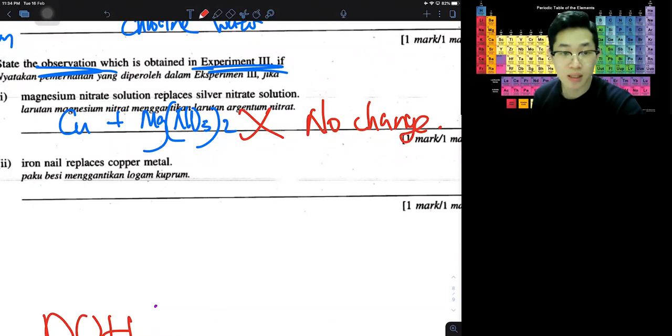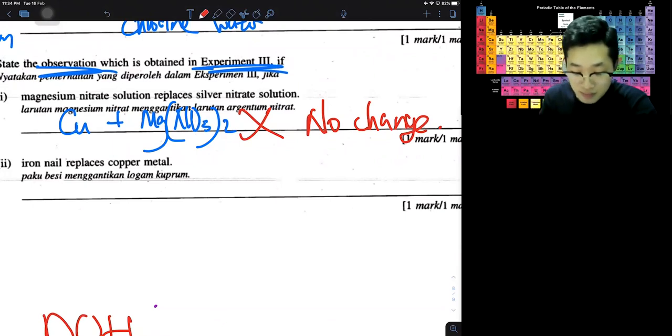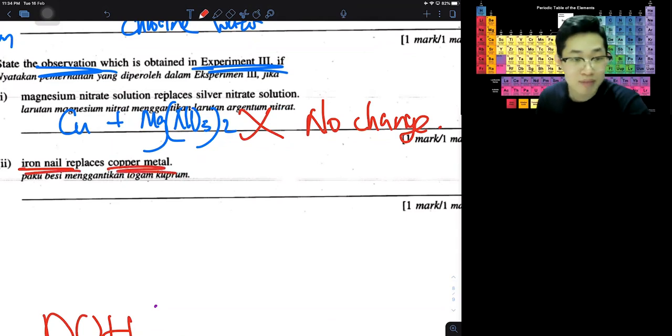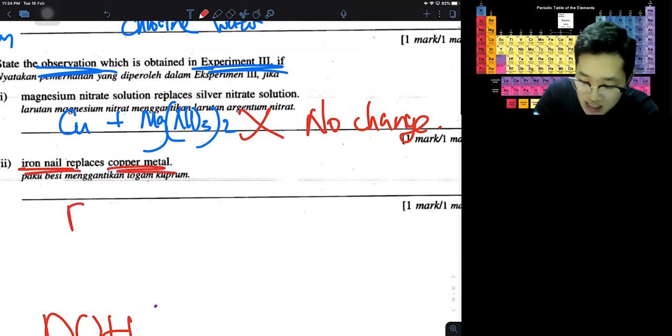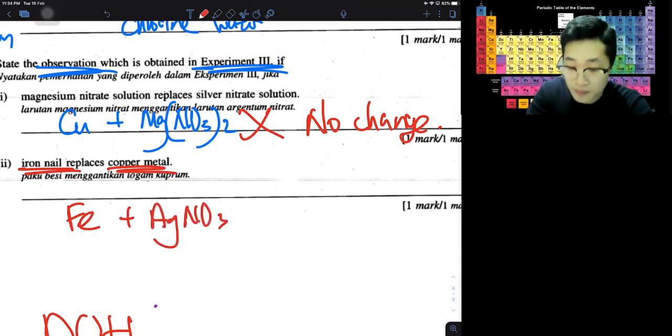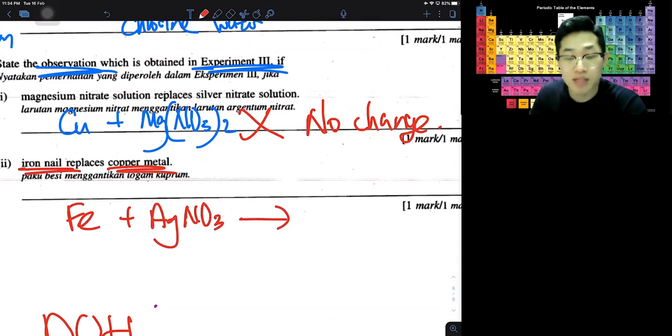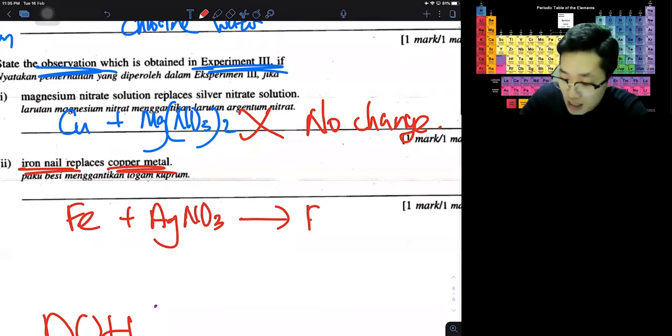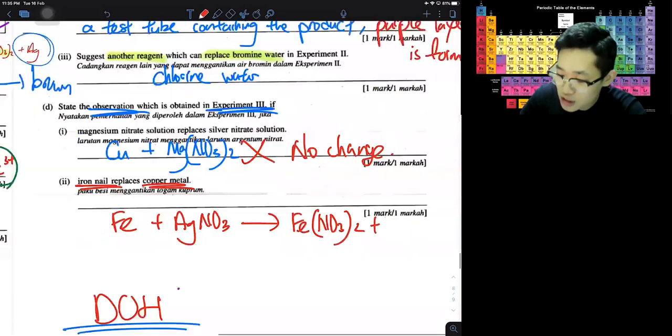No change, no reaction. What if iron replaces copper metal? That means what if I change to Fe? I use Fe to steal from AgNO3. What will be the observation? It can steal. You can write back the same thing: Fe plus AgNO3 gives iron(II) nitrate plus Ag.